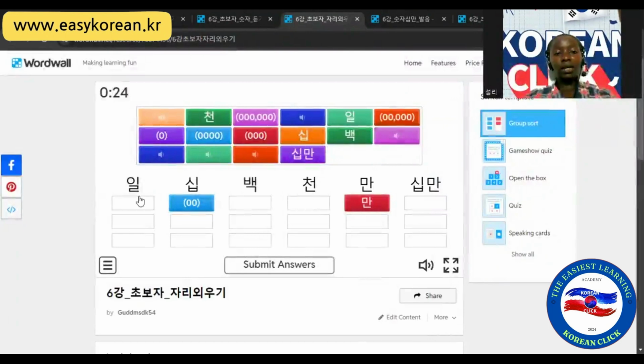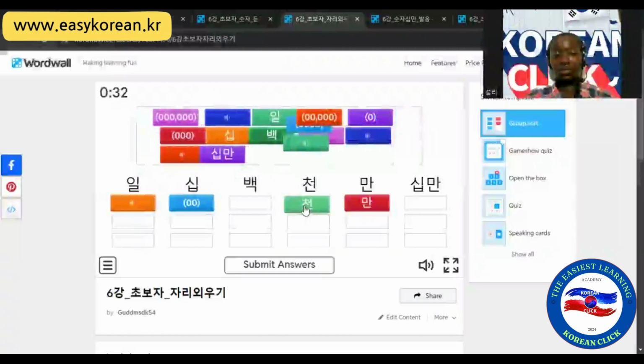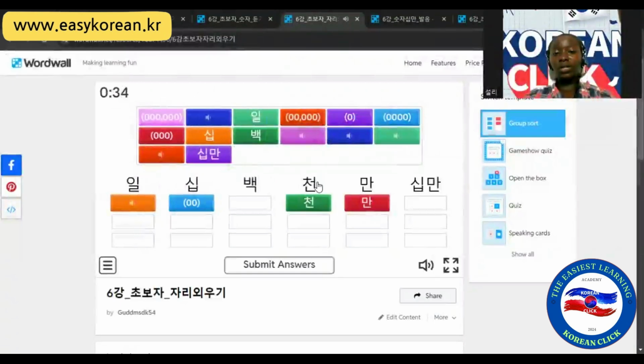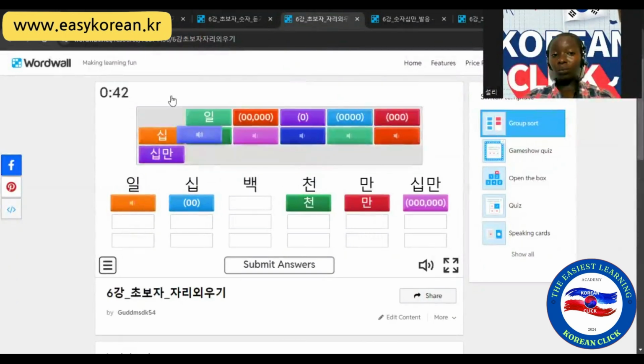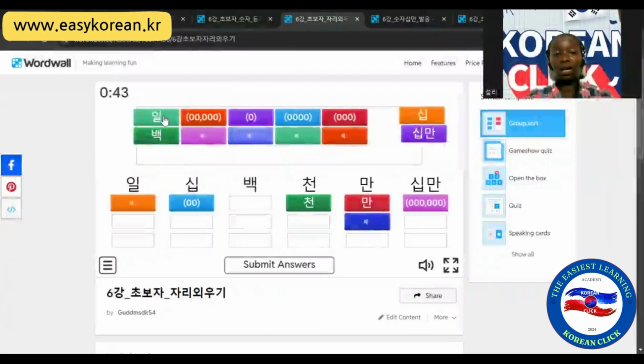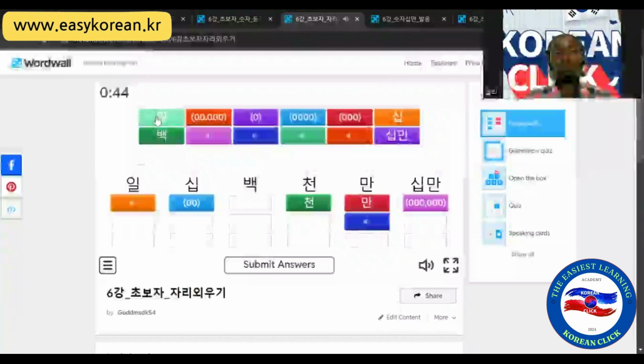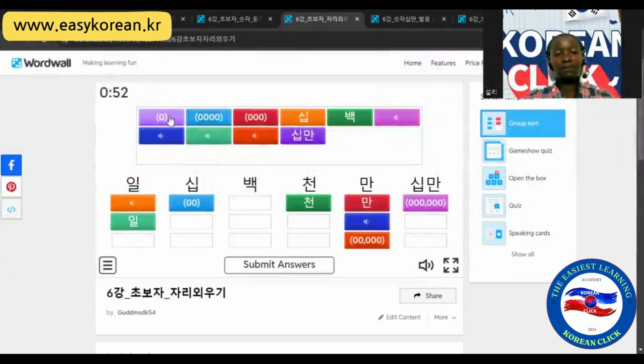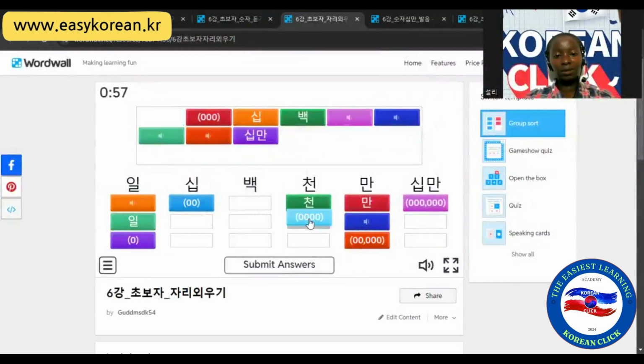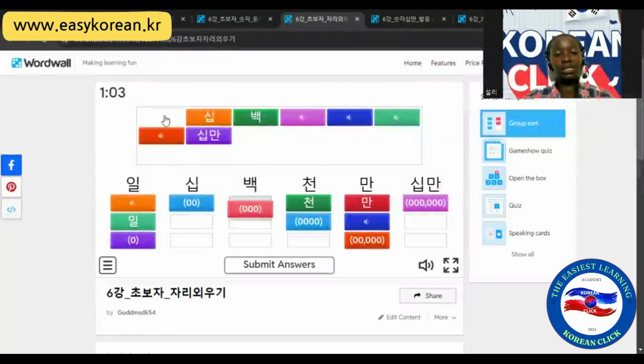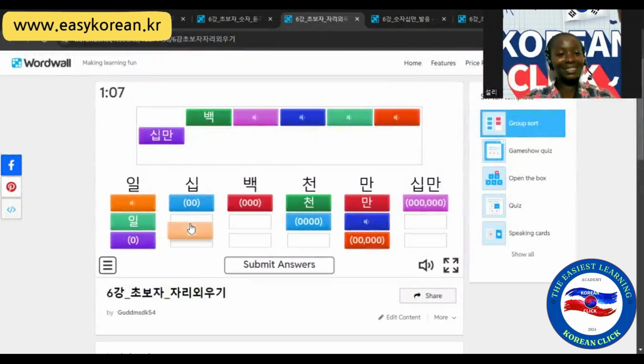1, 일 is a single number. 일 is right here. And we have 천. 천 is thousand, right? 천 여기에요. And we have hundreds of thousands, which is 십만. 십만 여기. And we have 만, which is tens of thousands. 그 다음에 we have 일 going right here. That is thousand. We have 4 numbers, that is thousand. And we have 3 numbers here, which means 백, 100. And we have 십. 십 is what? Tens. And we have 백 written in Korean, which says 100.